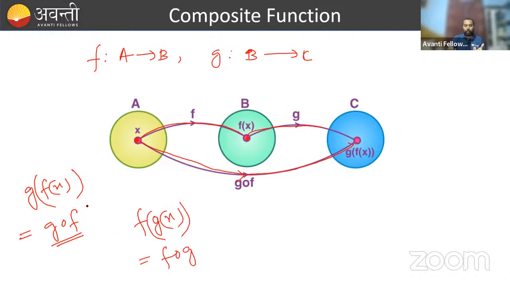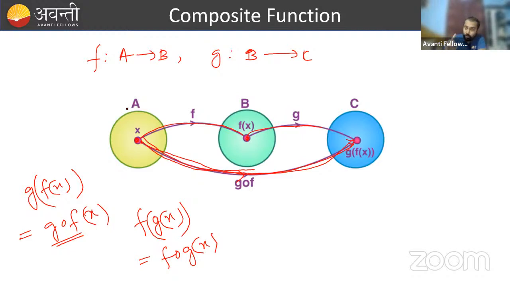g of f of x, or f of g of x, we can write, right? So simply instead of going from a to b and b to c, we are directly going from a to c. We are directly connecting a to c. That is my composite function here. Is it clear to everyone, guys?